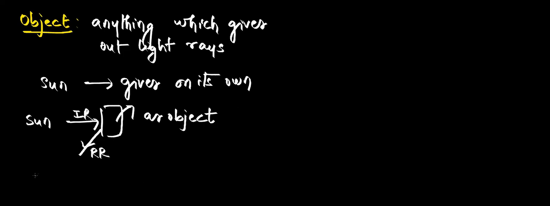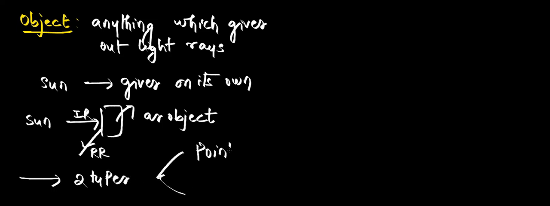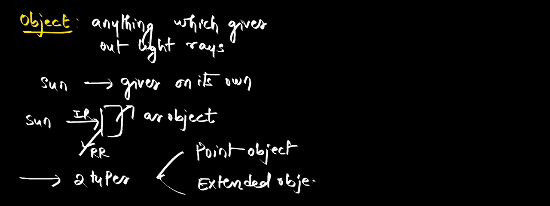There will be two types of objects, as I told you yesterday. What are those? Point object and extended object. How did we make this classification? Depending on the size. If the size is very small, the pin size, point size, like the head of a small safety pin, then it is said to be a point object. We just represent it by a dot.